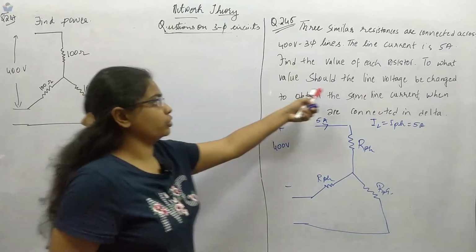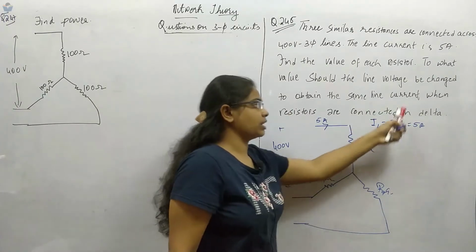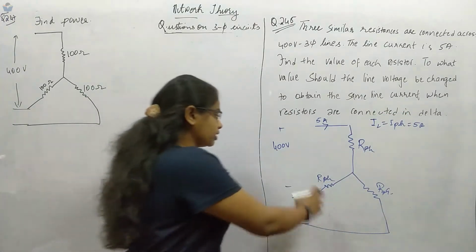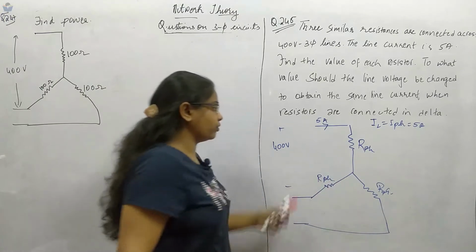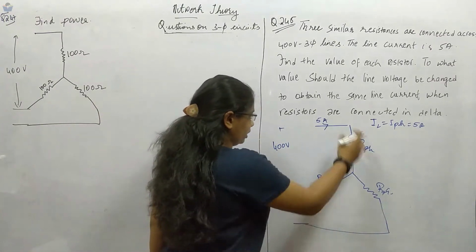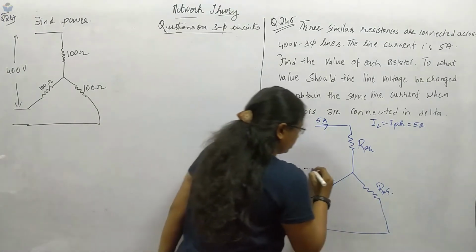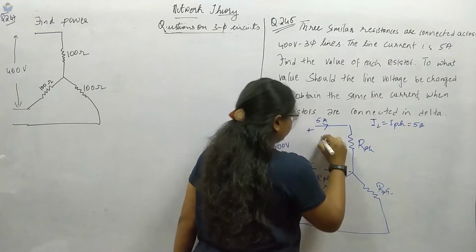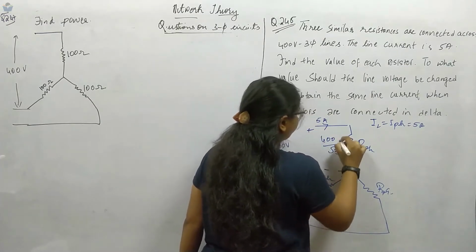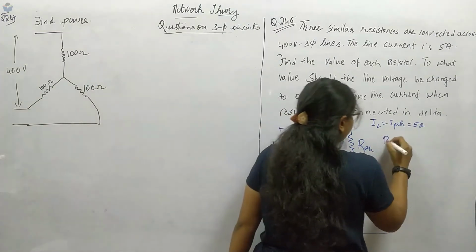To what value should the line voltage be changed to obtain the same line current when resistors are connected in delta? So for the same values of RPH, we have to find the line voltage. Before that, in this circuit we will find the RPH value. If this is neutral, then the phase voltage will be 400 by root 3 volts.